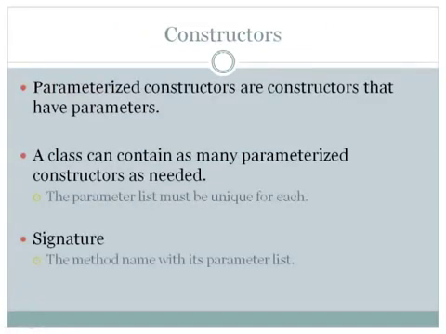Now, parameterized constructors are constructors that actually have parameters. So there will be variables that are needed in order to construct the object. A class can contain as many parameterized constructors as needed. The parameter list does have to be unique for each one so that the compiler does not run into an ambiguous situation and not be able to actually determine which constructor to use. A signature is simply the method name with its list of parameters.